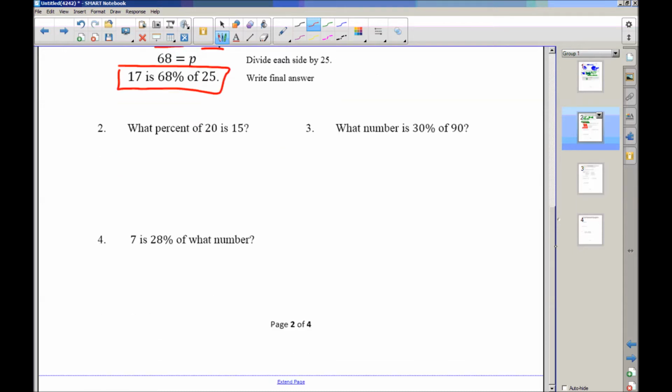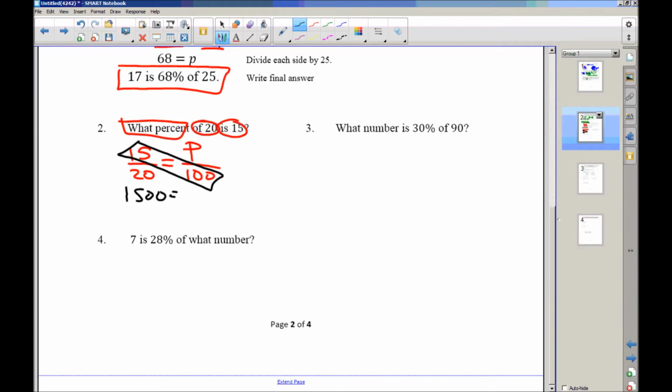What percent of 20 is 15? So this is just like our example 1. We're missing the percent, P%, of 20, so 20 is our base, is 15, so 15 is our part, and we always have 100 on the bottom. Okay? So we're going to do a cross product to solve this. This is 1500 equals 20P, and then we divide both sides by 20, and 1500 divided by 20 is 75. So what percent of 20 is 15? 75% of 20 is 15.